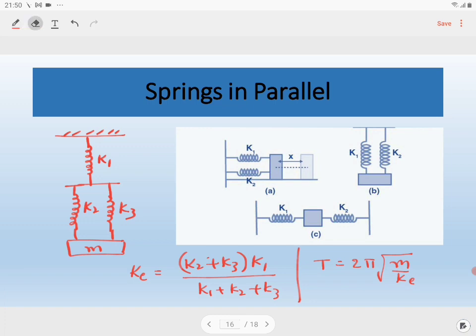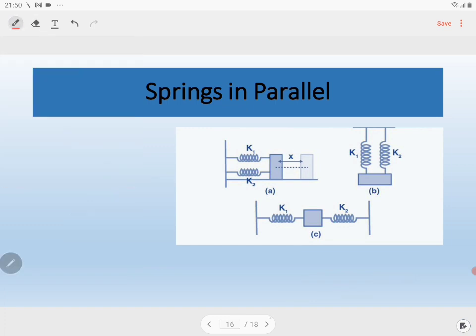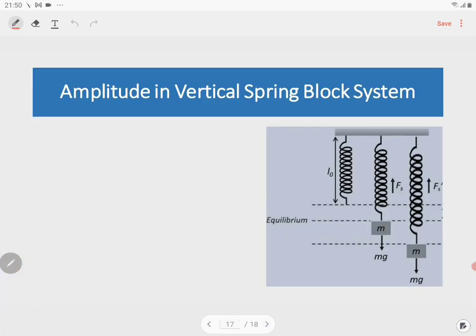Okay. So once we understand that, we go to the next concept, that is how to find the amplitude. How to find the amplitude in vertical spring block system. Very, very important concept. So how to find the amplitude in vertical spring block system?